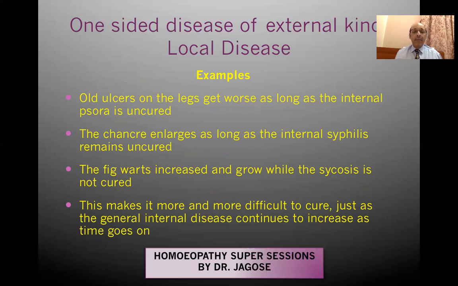Similarly, he gives an example that the chancre will enlarge or grow worse as long as the internal syphilis remains uncured, and the fig warts increase and grow when the psychosis is not cured. This makes it more and more difficult to cure, just as the general internal disease continues to increase as time goes on. So he says, as time goes on in a chronic disease, or the patient comes to you after a prolonged time, then it becomes much more difficult for the homeopathic physician to treat it correctly. Why? Because there's a long span of time.